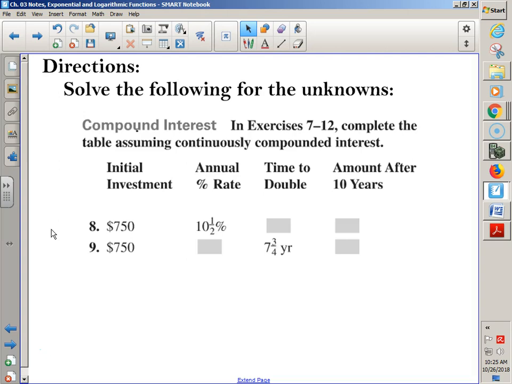If I were you guys, I would literally make this little baby table. Because this shows up in homework problems 7 through 12, and you guys might have some. In this table, you're given information and you're missing other information, and you're supposed to fill in the boxes.